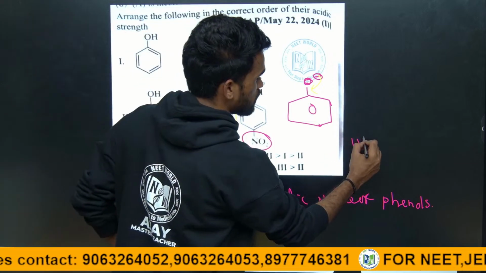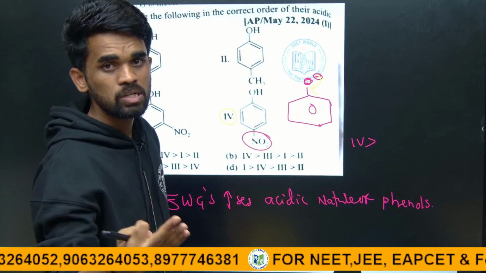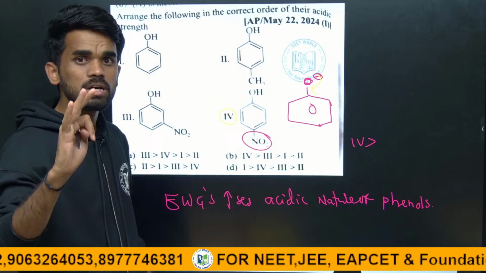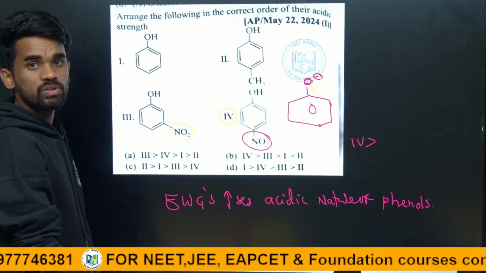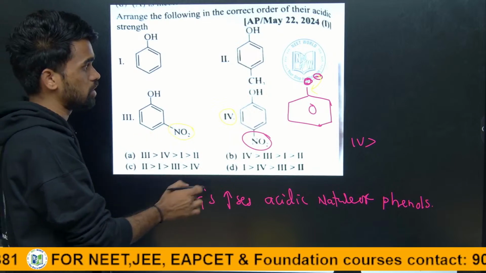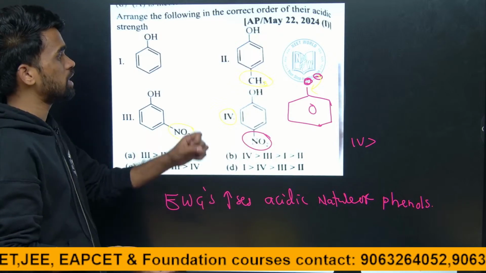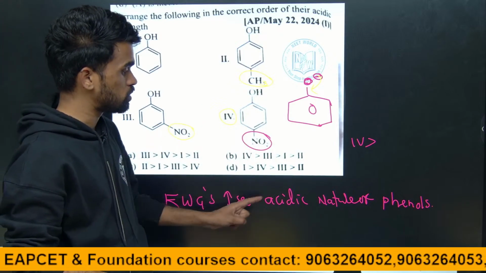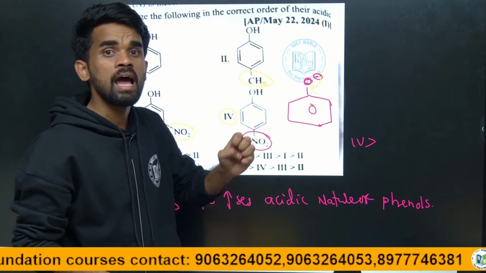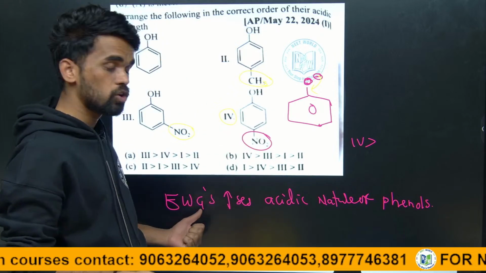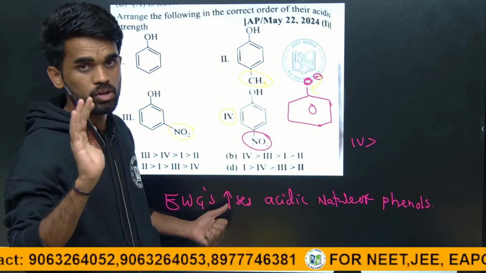The mesomeric effect works at ortho and para positions, but not at meta. So at the meta position we need to check only the inductive effect. Here we know this is a strong electron withdrawing group, and alkyl groups are electron releasing groups. So we require electron withdrawing groups, therefore they increase acidic nature, and electron releasing groups decrease the acidic nature. Electron withdrawing groups increase the acidic nature, electron releasing groups decrease the acidic nature. I hope this is clear.